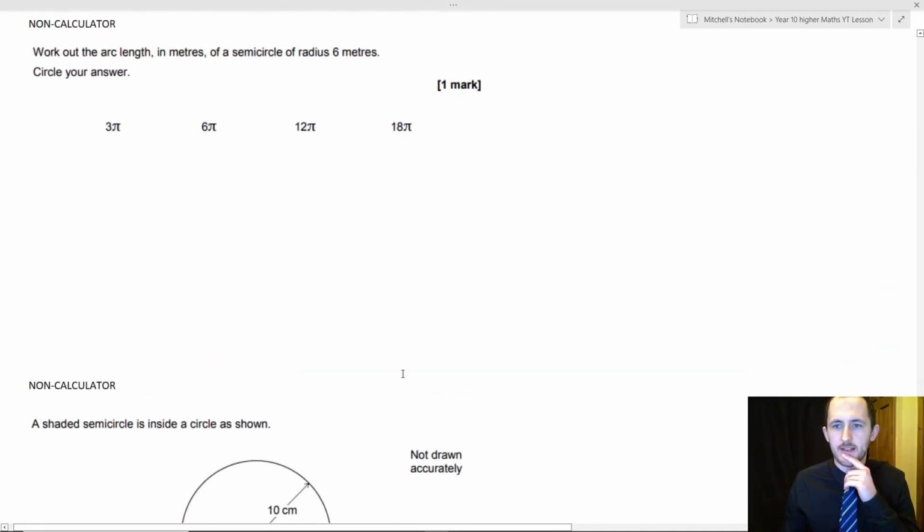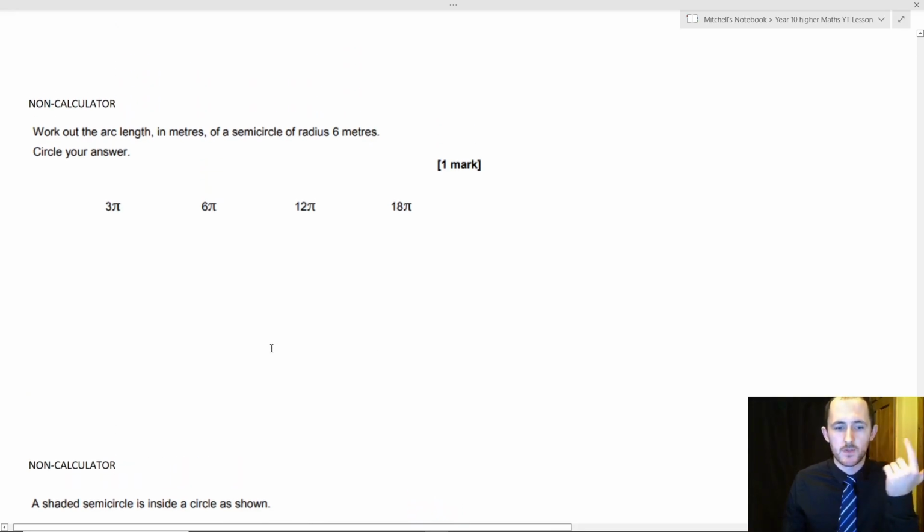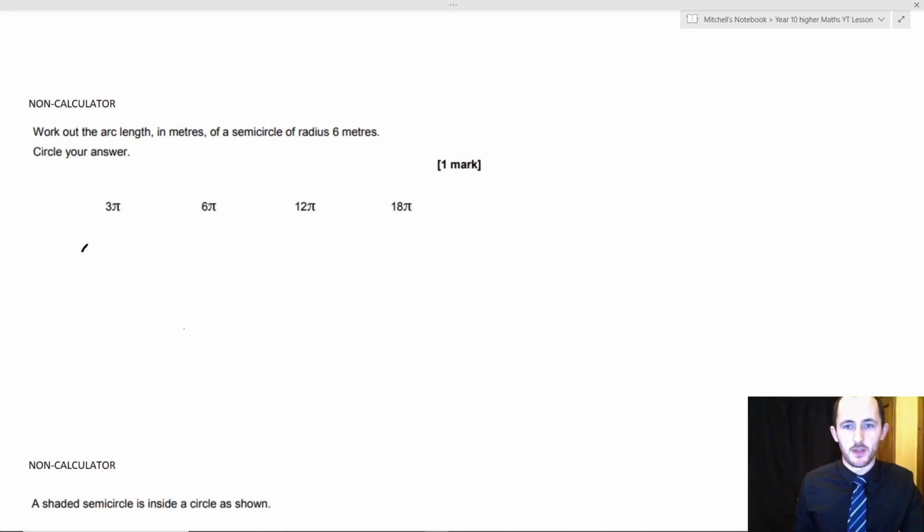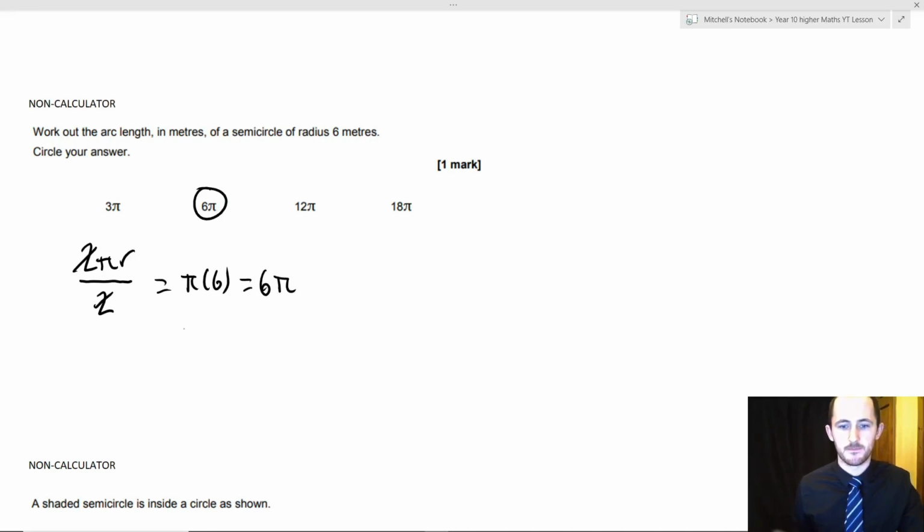This is a non-calculator question: the arc length of a semicircle of radius 6 meters. So again, a semicircle is half a circle. A full circle would have a perimeter of 2 pi r. But because we are looking at a semicircle, we divide that by 2. So it's just pi times 6, which is 6 pi. Not too bad, hopefully.